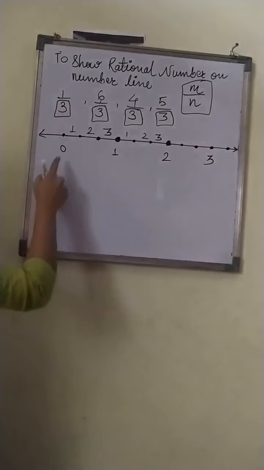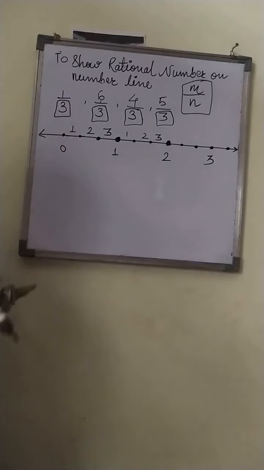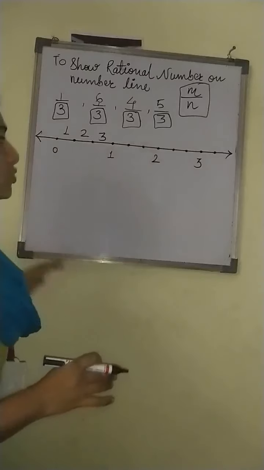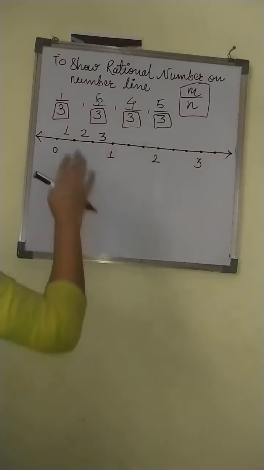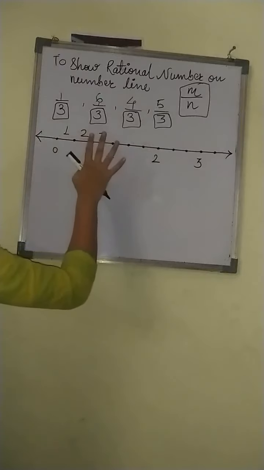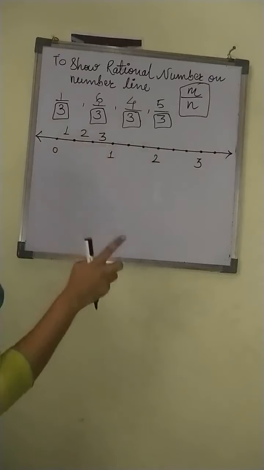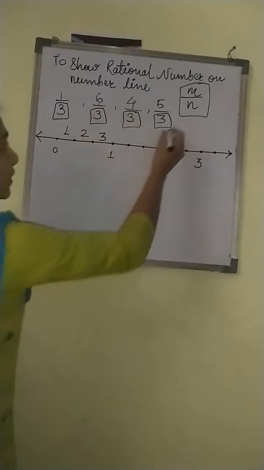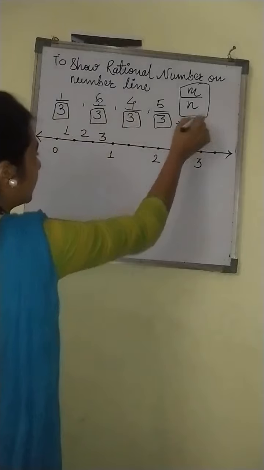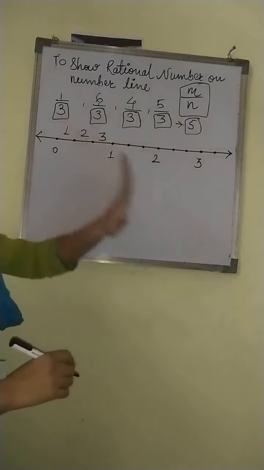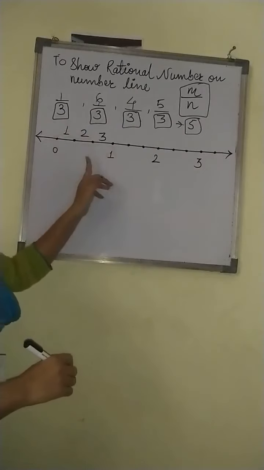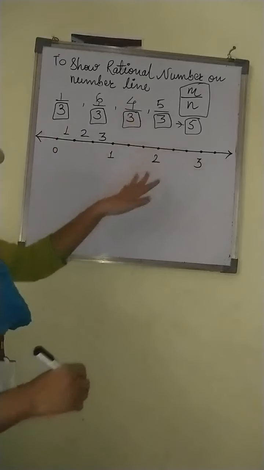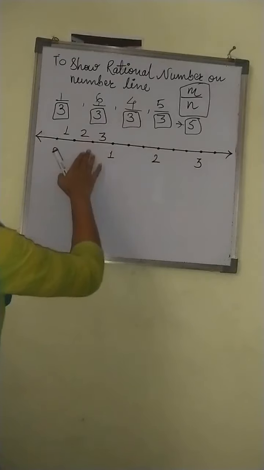Now from 0 I am going to write some numbers. Just look here at a fresh number line so that you can understand it easily. From 0 to 1, what have we done? We have made 3 parts. Why? Because in the denominator 3 is there. If 5 was there, we would make 5 parts between 0 and 1, 1 and 2, 2 and 3, similarly. Here 3 was there, that's why we made 3 parts.